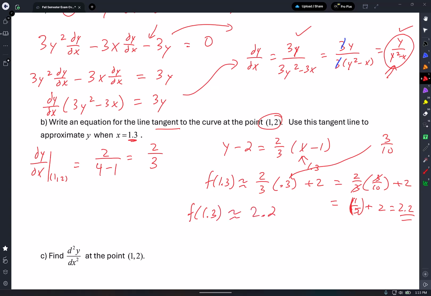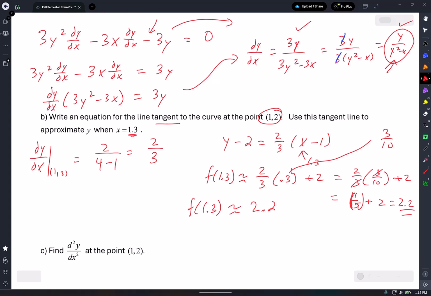You could have turned that into a fraction if you want. 2 and 1/5. So let's see, 2, 10, 11 over 5. That would have been fine. All right, here we go. Let's go to the next one.